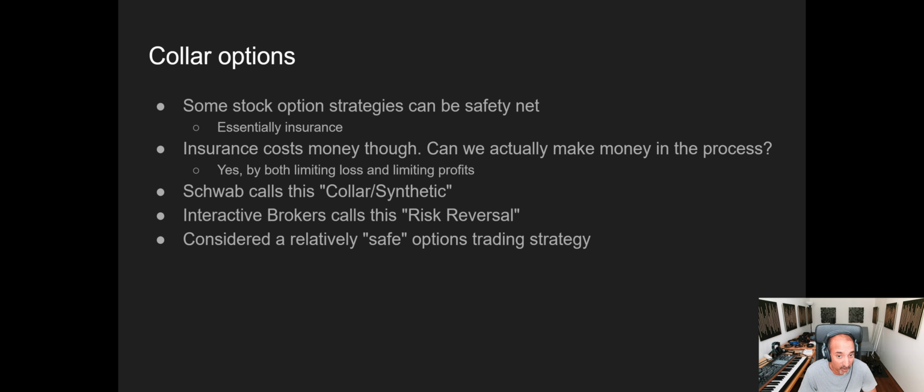Just an FYI, Schwab calls this setup a collar/synthetic. Interactive Brokers calls this a risk reversal. There might be other brokers that call this something else. I've generally found that many brokers try to just confuse you with all of this terminology, but some of these setups are pretty simple. I would say collars are a relatively safe options trading strategy as opposed to many others.